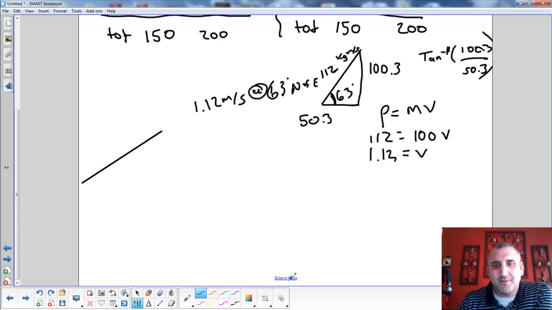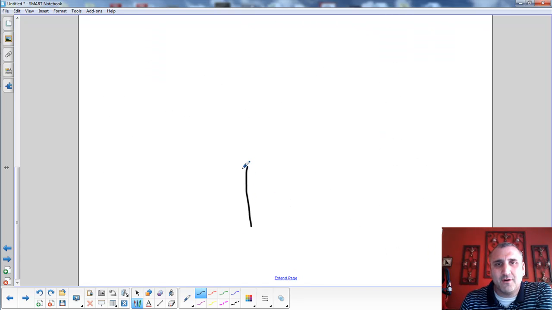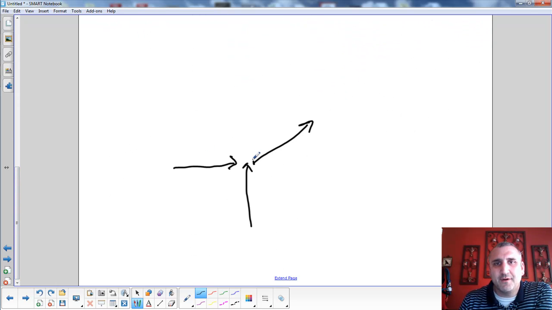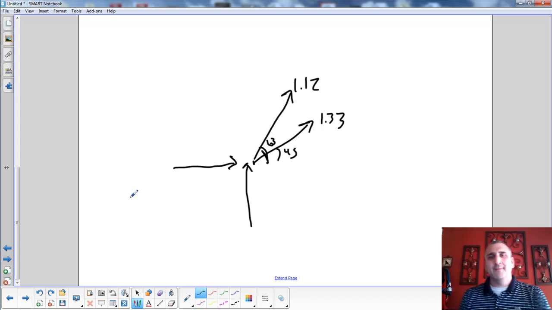So it's almost like you've got this car, and it hits this car, and then you're going to have one car go at 45 degrees, and another car is going to go 63 degrees, like that way. So these two will hit. One will go that way at 45 degrees. The other car would go this way at 63 degrees, 1.12 meters per second. Okay, so I hope that kind of makes sense, and that's how all of these work.